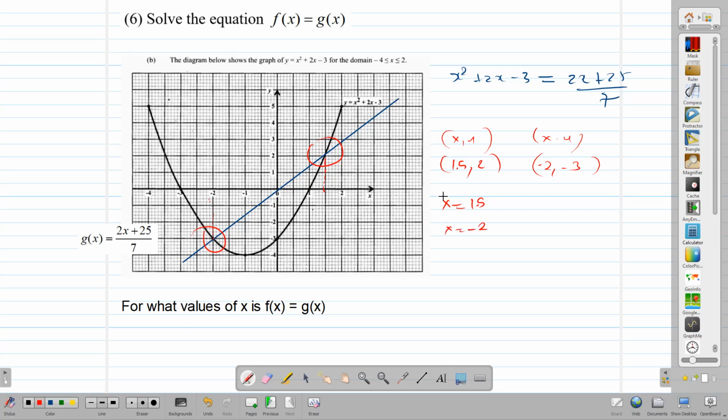Like I said before, if the question had said what are the solutions to this equation, the total solutions would be x equal 1.5, y equal 2, and x equal to negative 2, y equal to negative 3.